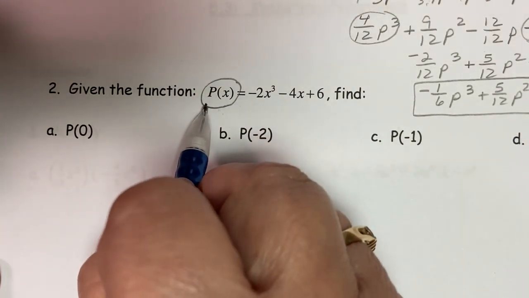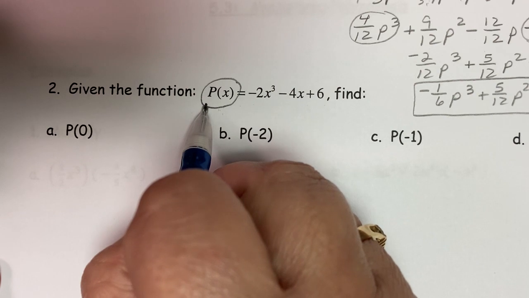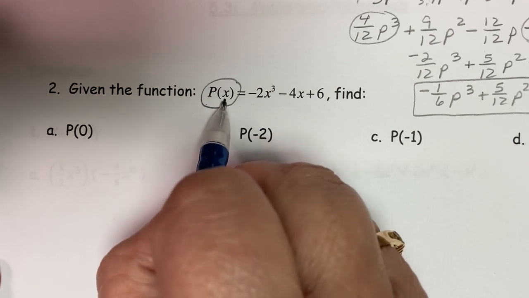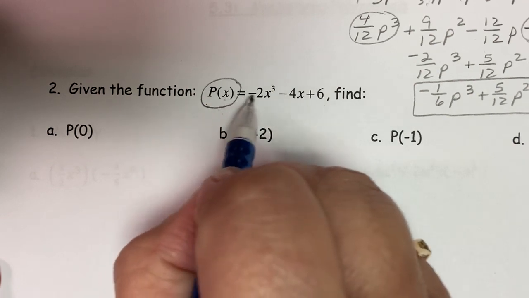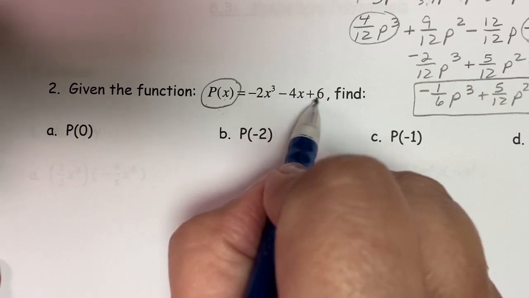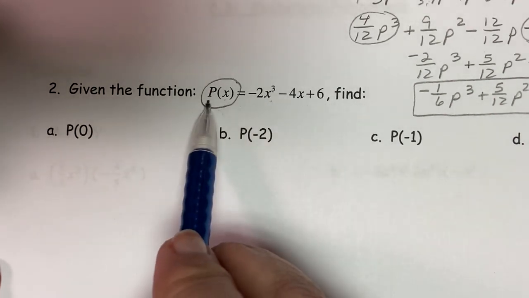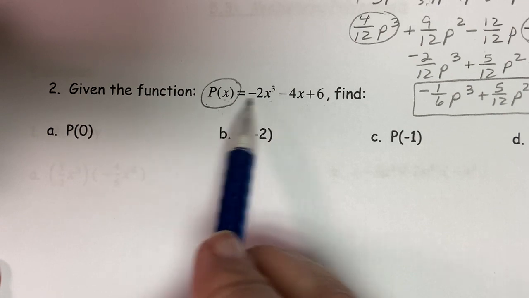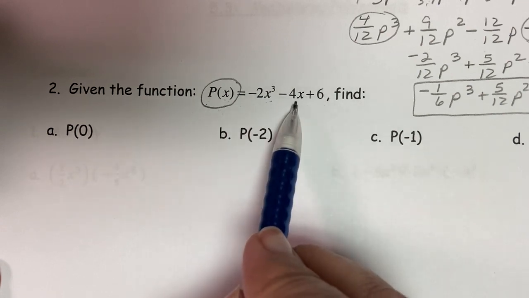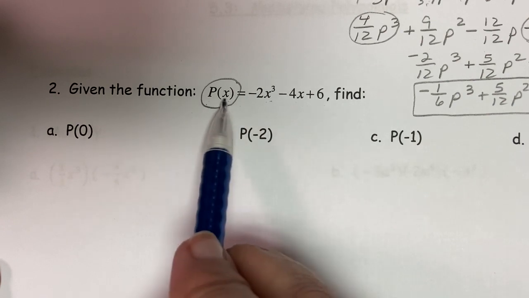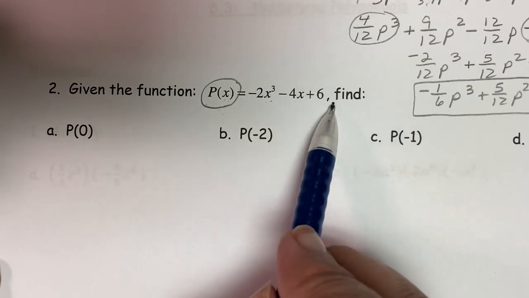P is really the name of the function. X, or what's inside the parentheses, just tells you what variable you are using in your algebraic expression. So for example, if this had been p of r, all of these x's would have been r's. Okay, so what's inside the parentheses tells you what variable is used there.